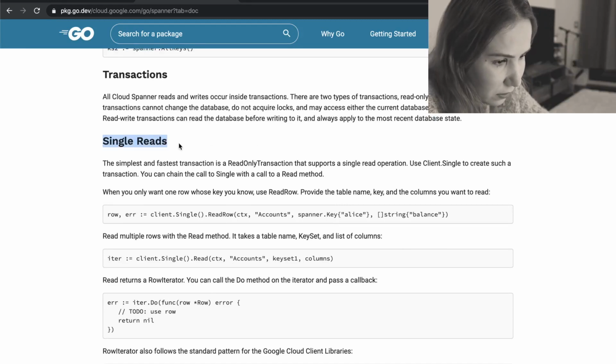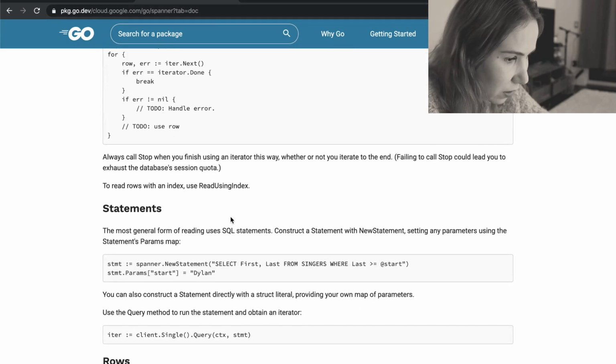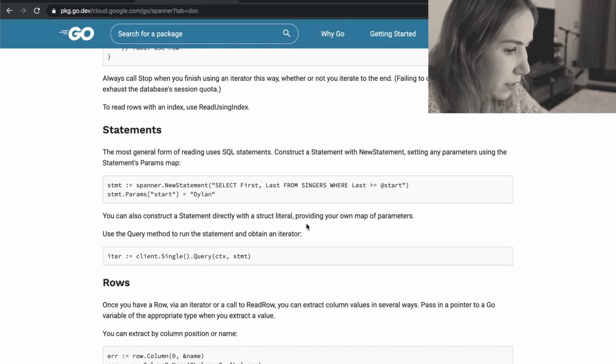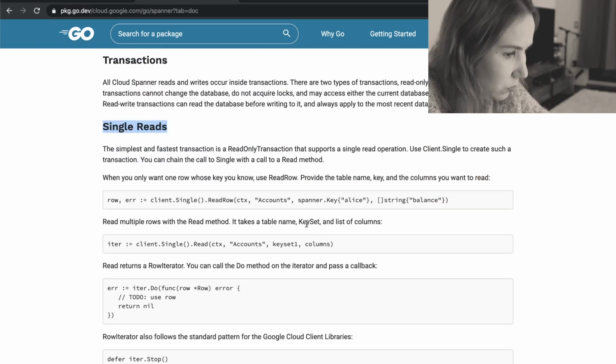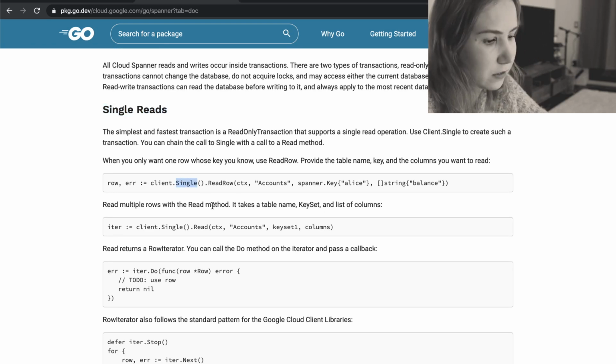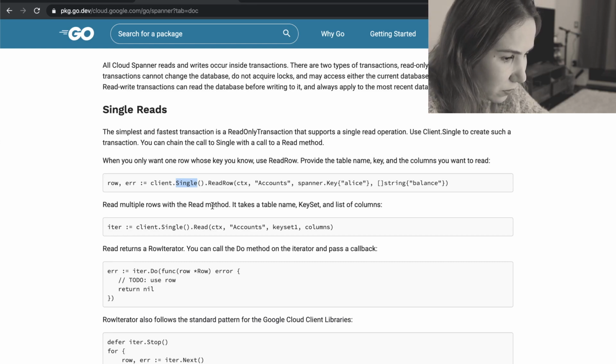And there's this other transaction type called single reads. This is some sort of an optimized version to do some strong reads, which I will explain later what they are, and it's recommended if you just want to do a single read. This must be also a read-only transaction, so it returns a read-only transaction which is slightly more optimized to do some stuff.